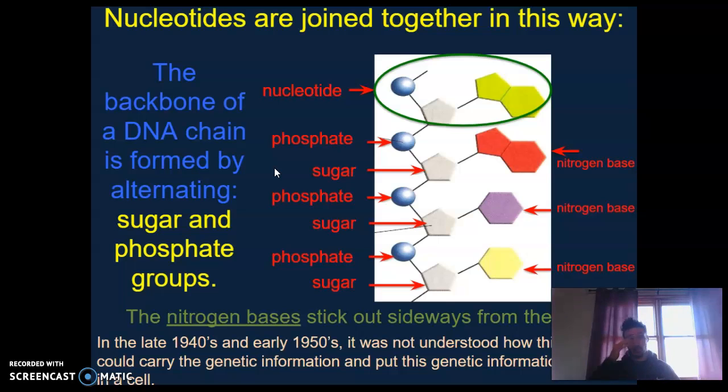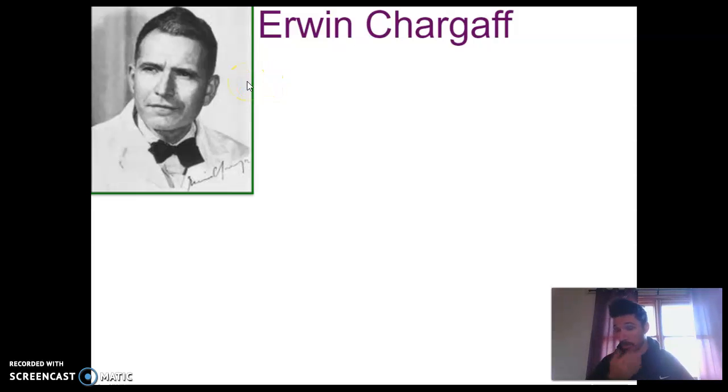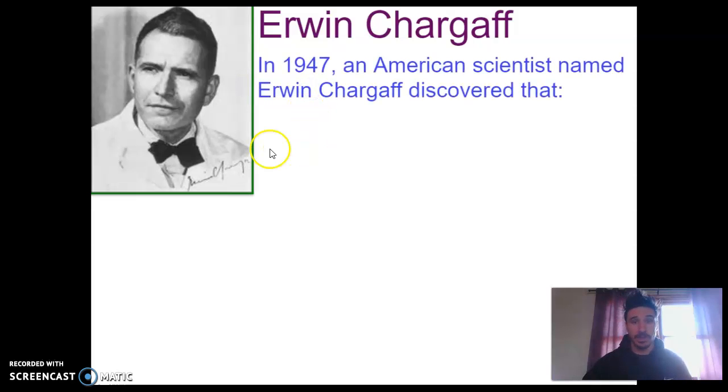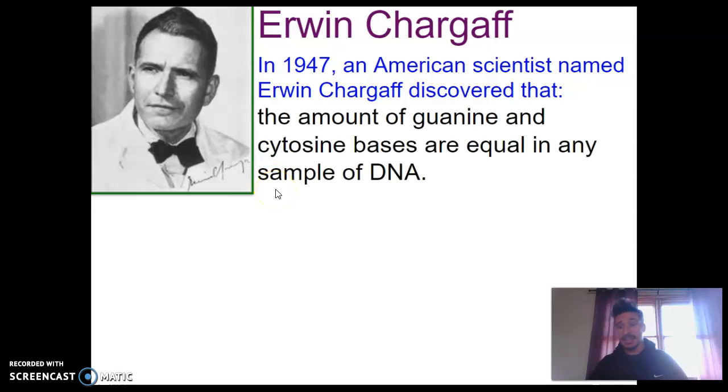So in the late 1940s and the early 50s, it wasn't understood how this molecule could carry genetic information, right? It was too simplistic. It didn't seem to do enough. And better yet, not only how could it carry all this genetic diversity information, but how was it going to put it into action as a phenotype? Well, Erwin Chargaff would provide the first piece of that puzzle. Erwin Chargaff was an American scientist in 1947. He discovered that the amount of guanine and cytosine are equal in any sample of DNA.